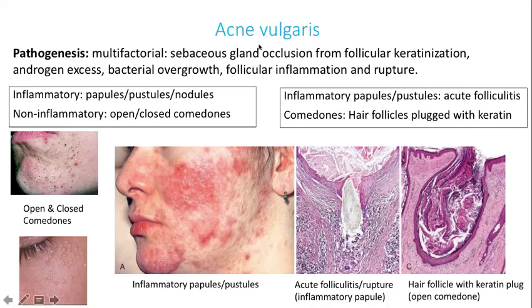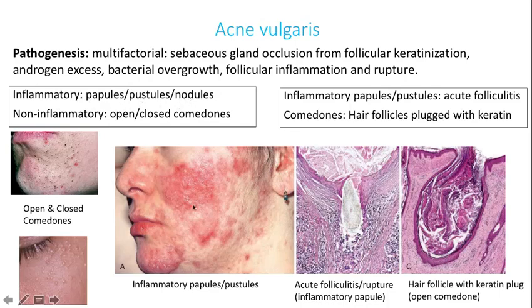So the combination of follicular keratinization, accumulation of sebum, bacterial overgrowth, and follicular inflammation can then cause the follicles to eventually rupture, and that usually heals with scarring. So this brings us to the clinical presentation of acne, which we break usually into inflammatory types of acne and non-inflammatory types of acne, although they can both coexist in the same patient. So inflammatory lesions of acne are papules, pustules, and nodules.